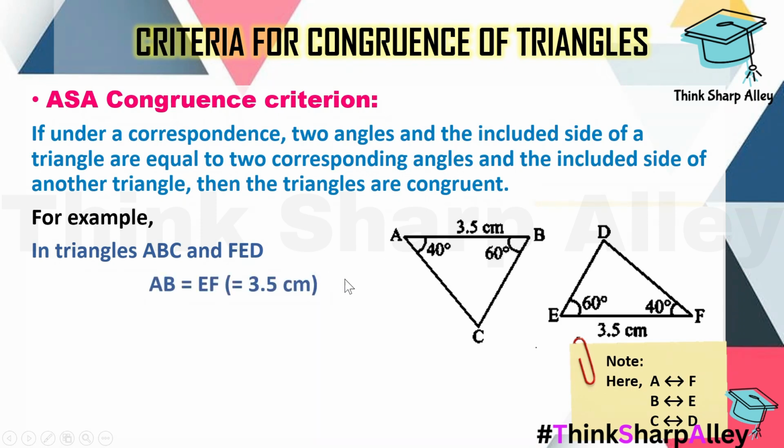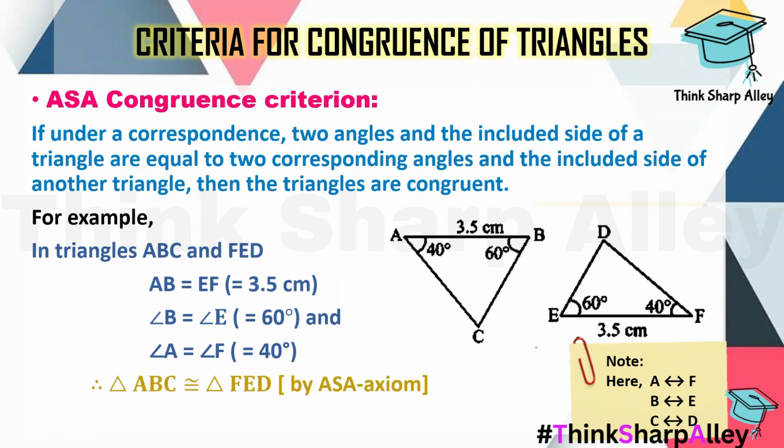So the parts that are equal are AB is equal to EF, angle B is equal to angle E, and angle A is equal to angle F. So the triangles are congruent by angle side angle axiom. Again, the placement is key here. The side must be between the two angles.